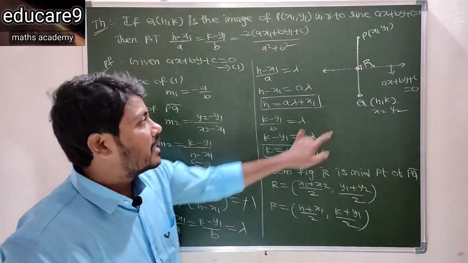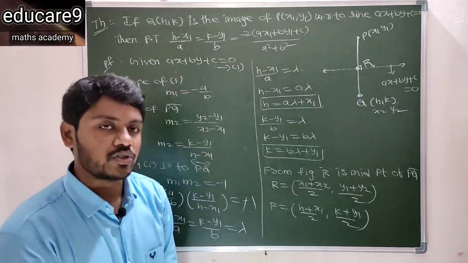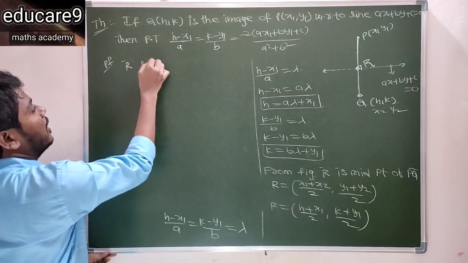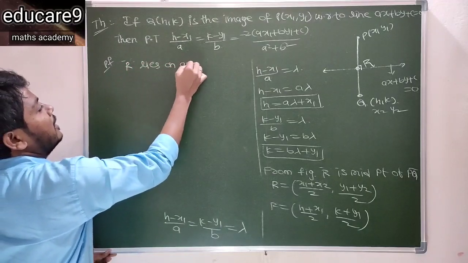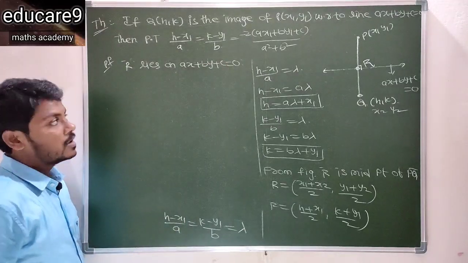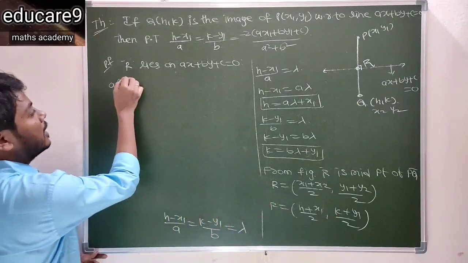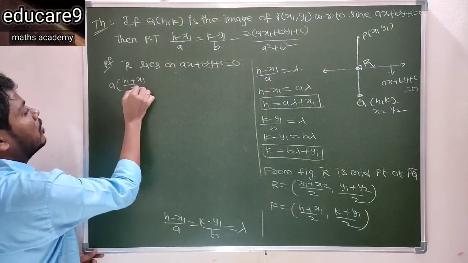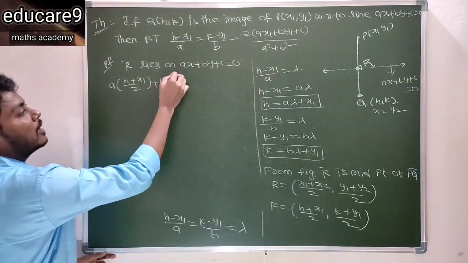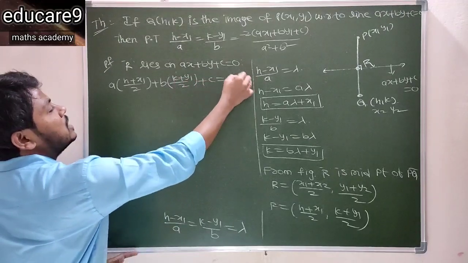But this R lies on the line ax plus by plus c equals 0. So see here, R lies on ax plus by plus c equals 0. So substitute a into the x value, this is (h plus x1)/2, plus b into the y value, this is the y coordinate, (k plus y1)/2, plus c equals 0.